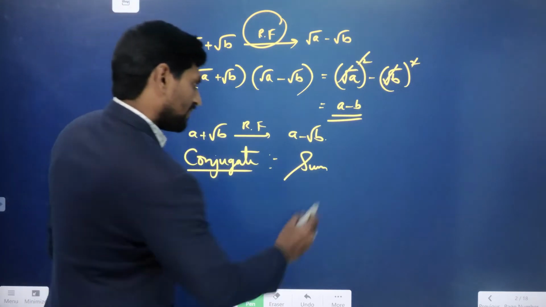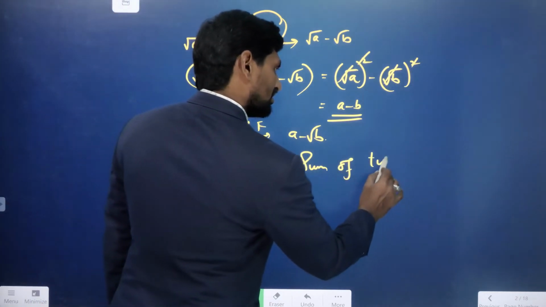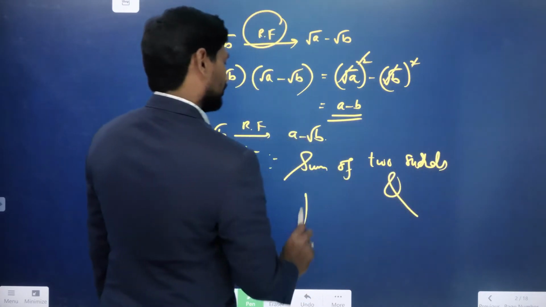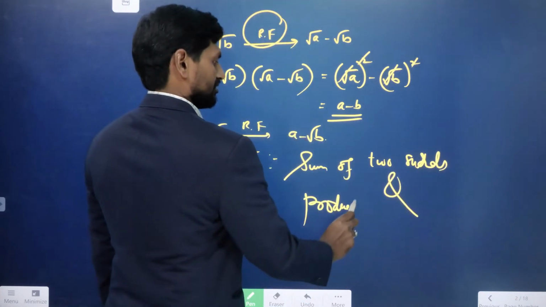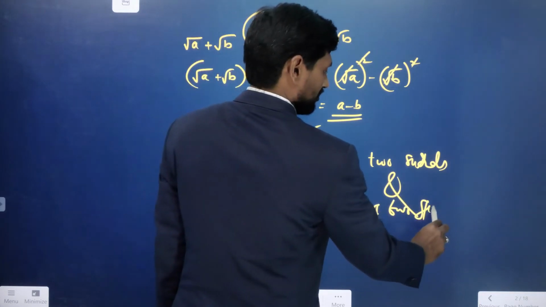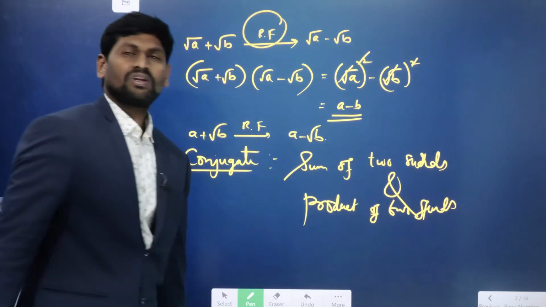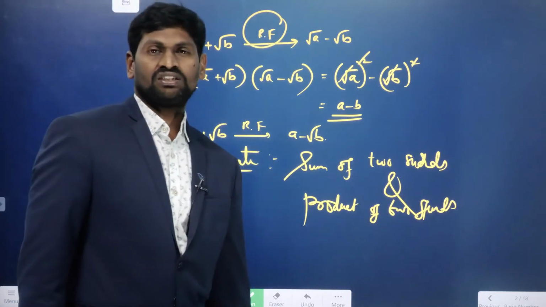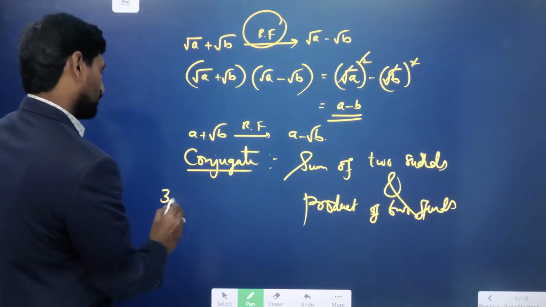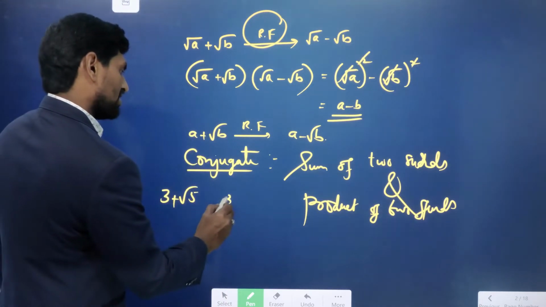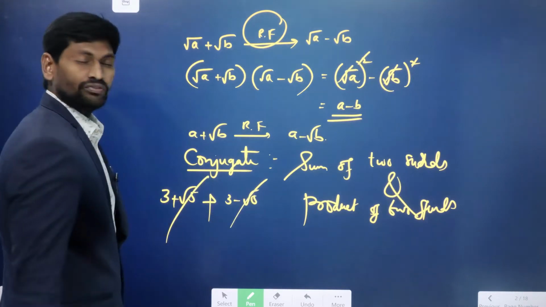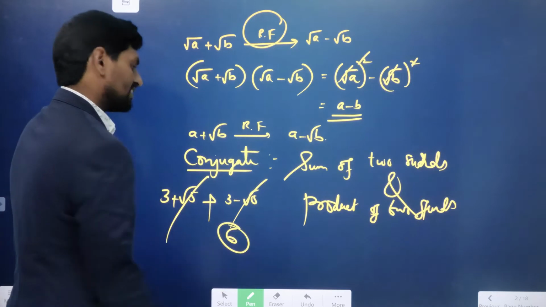Now, if the sum of two surds and the product of two surds become rational numbers, we can take the two surds as conjugate surds. Example: 3 plus root 5. Its conjugate surd is 3 minus root 5. Add both of them: plus root 5 minus root 5 cancel, 3 plus 3 is 6. 6 is a rational number.